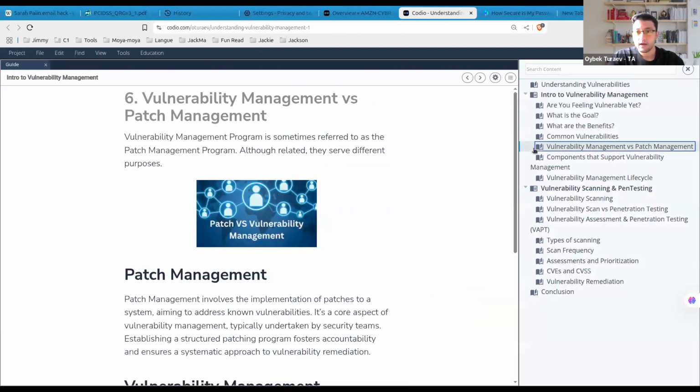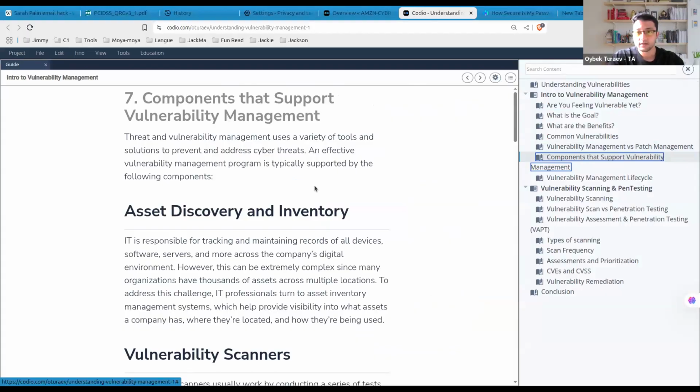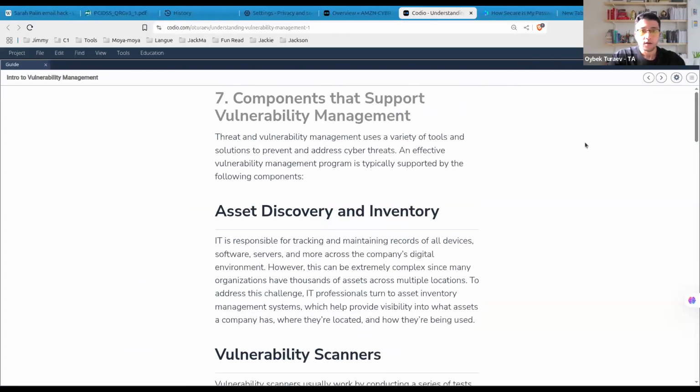Thank you, guys. Now let's talk about the components of vulnerability management. To implement vulnerability management, what kind of components do we need in an organization? In the previous lectures, we talked about asset discovery and inventory. It means that we need to know what kind of devices, what kind of assets we have in an organization. Okay, and then how is it important here in vulnerability management?